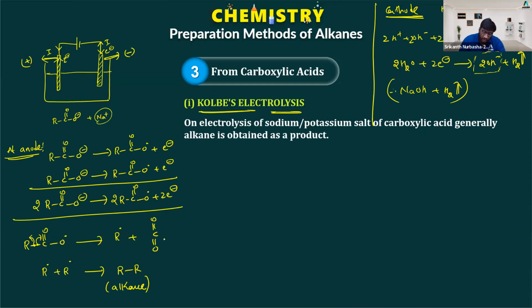And at the anode, CO2 and alkane are obtained. At the cathode, NaOH and H2. At the cathode, we are forming a base, NaOH. That means the pH of the solution will be increased, because a base is formed.